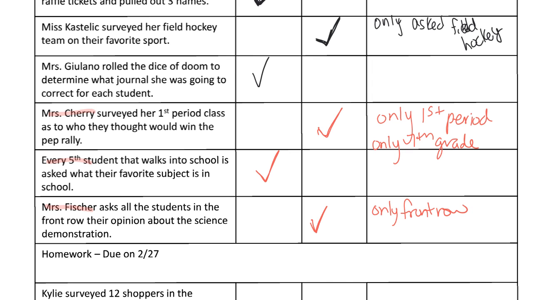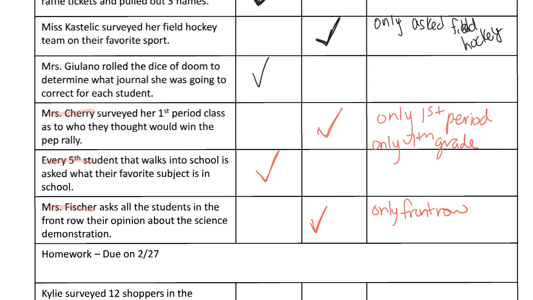The second one, the every 5th student. We can't determine what order students walk into school. Think about when you come off the bus. Sometimes you walk behind different students, buses come at different times every day, and we're just plucking every fifth person to ask. Okay, so it's more of a random sample.